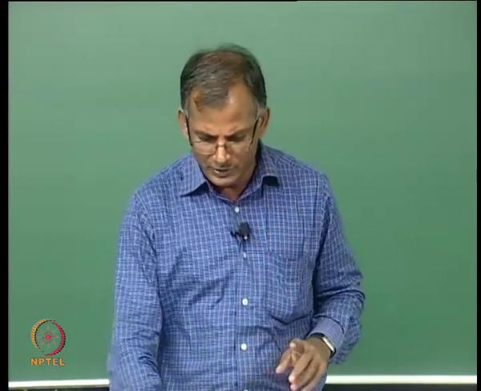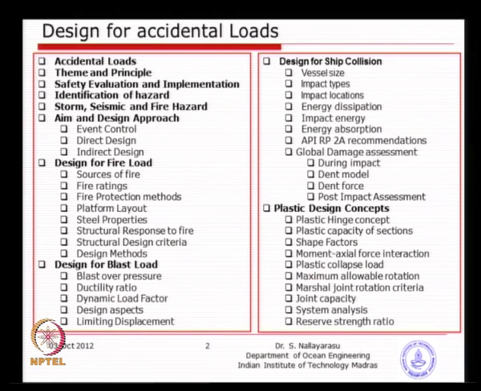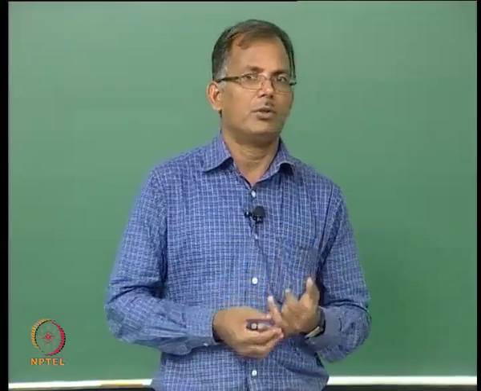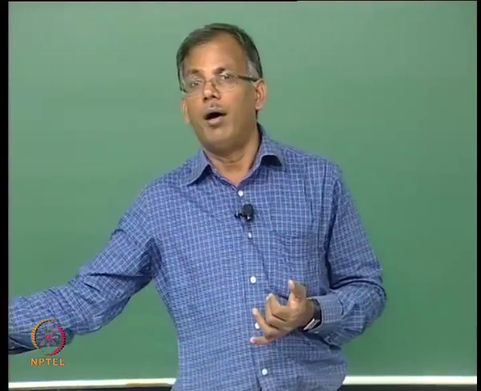We are going to look at 3 aspects: fire, blast and ship collision. Of course, the dropped object, if we have time, we will try to do this because it was not part of the syllabus. So, basically these are the accidental loads which I think I have spoken about enough: fire, blast, ship collision and then the dropped object. The dropped object is specifically from the crane. It is not the dropped object from aircraft. You do not think about that kind of ideas. It is basically that we are handling equipment and supply from onshore to offshore.